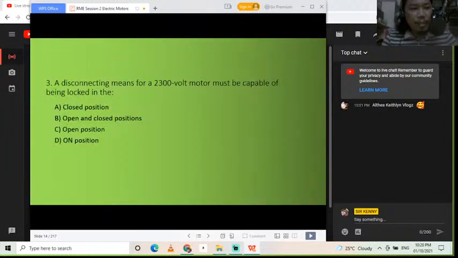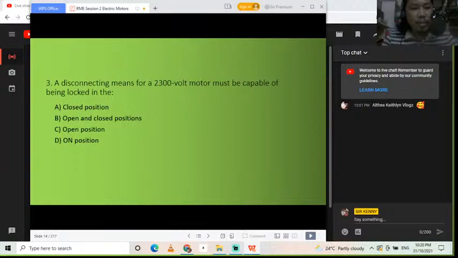Number 3. A disconnecting means for a 2,300 volt motor must be capable of being locked in the blank. Okay? A disconnecting means for a 2,300 volt motor must be capable of being locked in the blank. A, closed position. B, open and closed position. C, open position. D, on position.